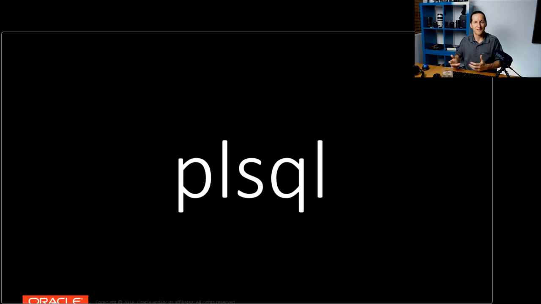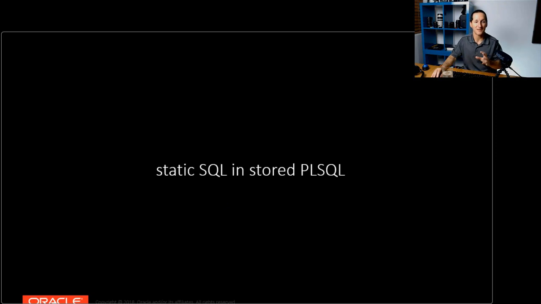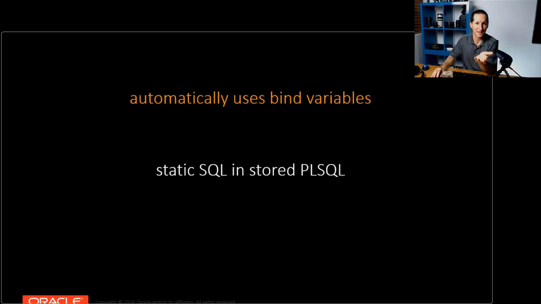People often think of the only benefit of PL SQL as being, well, I'm running code on the database server as opposed to in a client application, therefore it's faster. But it's so much more. PL SQL automatically binds, which is cool. Most of us know that. Any PL SQL variable is automatically bound. All static PL SQL automatically uses bind variables.